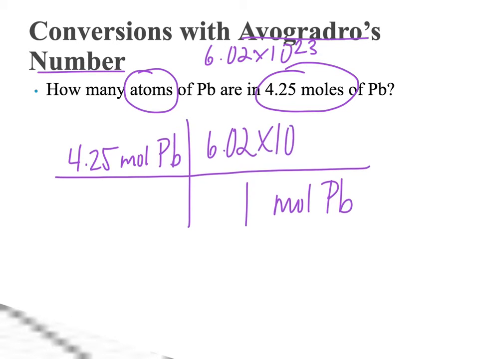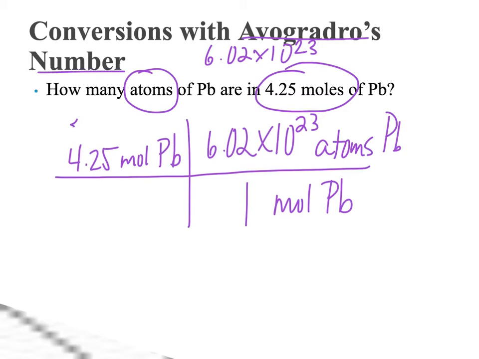6.02 times 10 to the 23rd atoms of lead. So what that's saying is for every 1 mole of lead, there are that many atoms. Okay, and we've talked about that. It's a really, really big number. So now we have both numbers on the top, so we need to multiply.